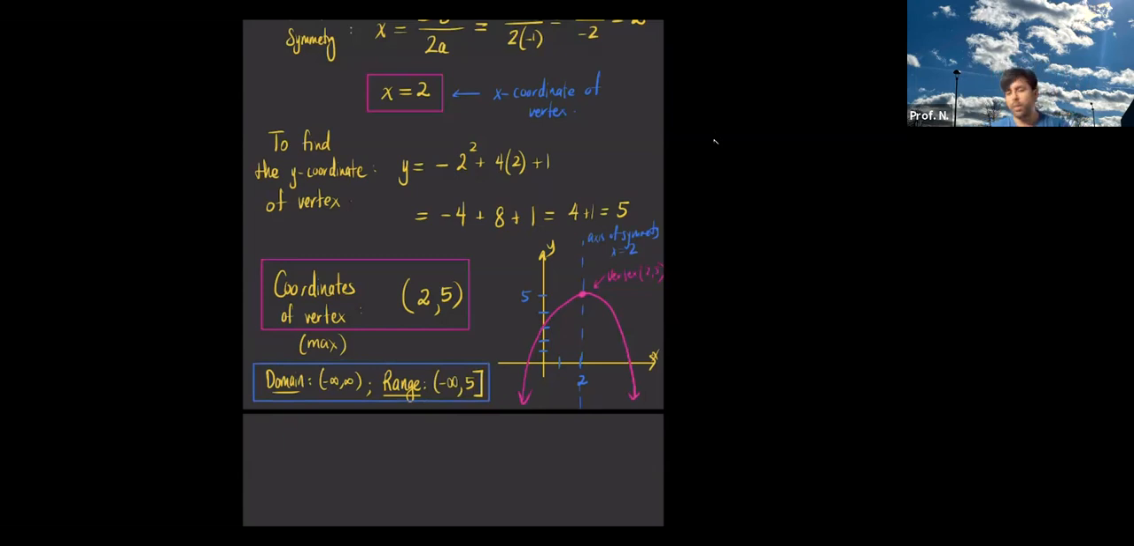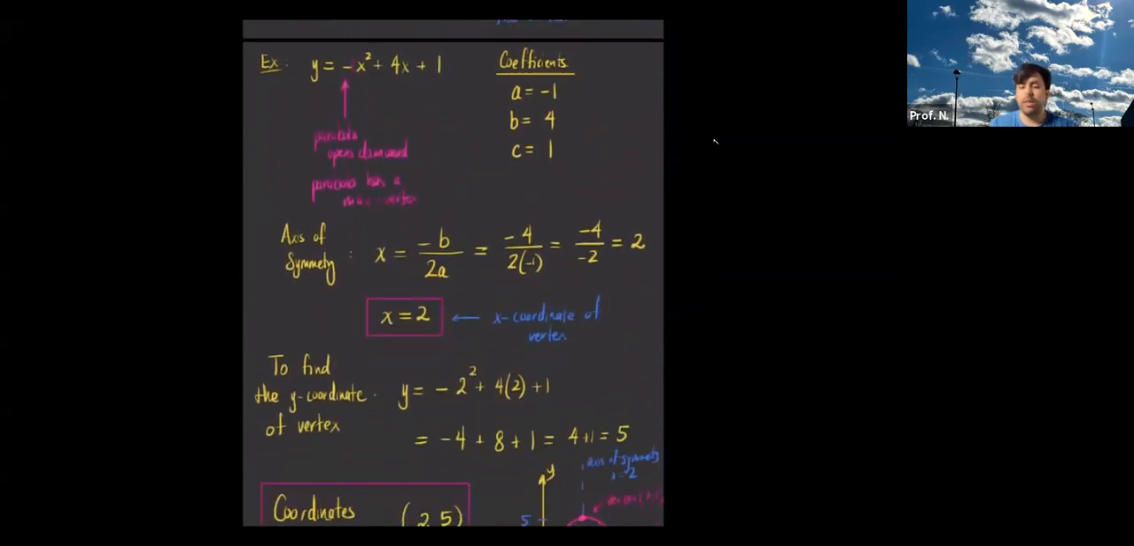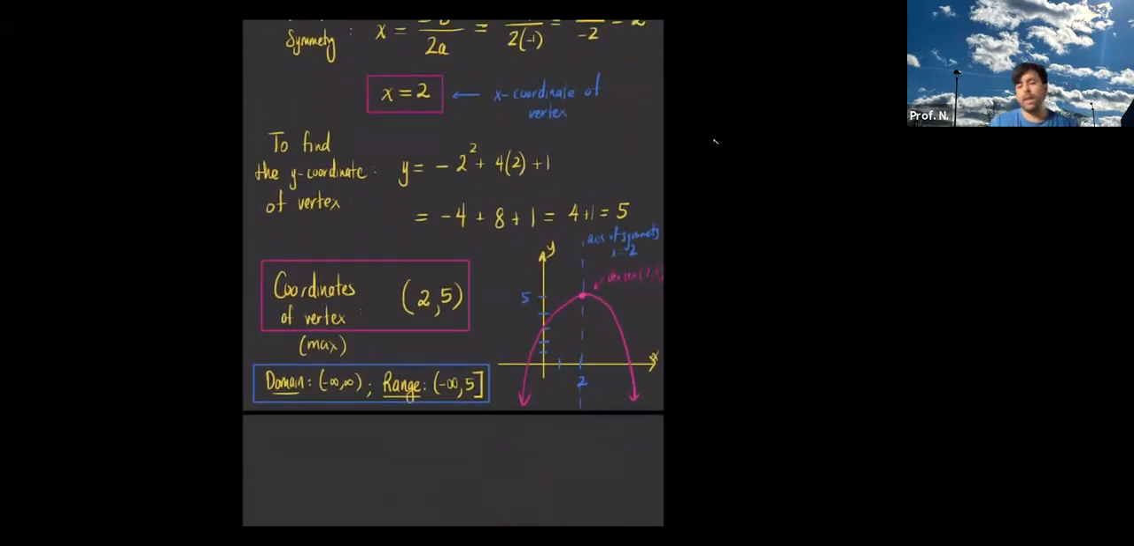So we should also be able to determine the domain. In this case, it's always going to be negative infinity to infinity for quadratics. But the range is going to depend upon if it opens upward or downward. And it's going to depend upon where the vertex is. What's the y value of the vertex? Okay, so we're going to keep that in mind.